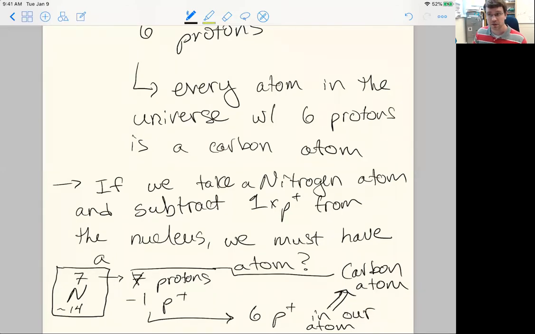Okay, so hopefully we can start to appreciate the importance of protons. It's really the identifier of an element. Every element's identity, every atom's identity, is controlled by the number of protons that it has. But we'll talk in upcoming lectures about fluctuating the other types of subatomic particles like neutrons and electrons.